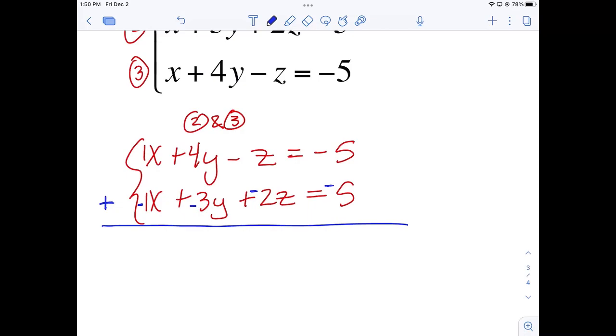Because what I'm trying to do, remember, is eliminate a variable, so I want them to be opposites of each other. And because the top one is already positive x, I just distributed a negative in the bottom and make it negative x. And now I can add vertically. What happens to these x's when I add vertically? They're gone. And I'm left with 4y minus 3y is y. And I'm left with negative z plus negative 2z is negative 3z. And then negative 5 plus negative 5 is negative 10. This is now equation number 4.